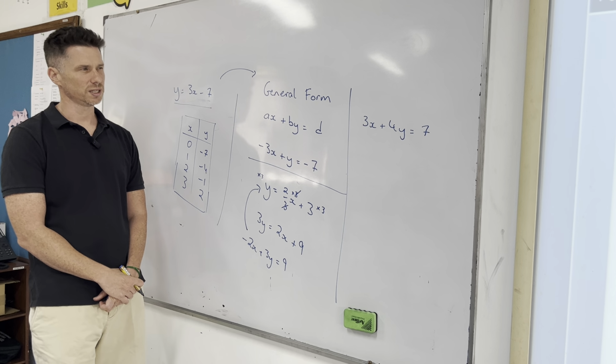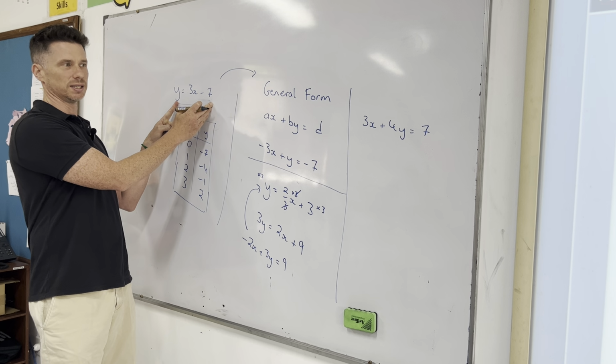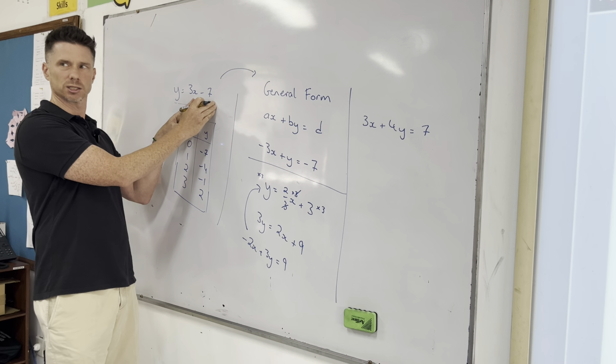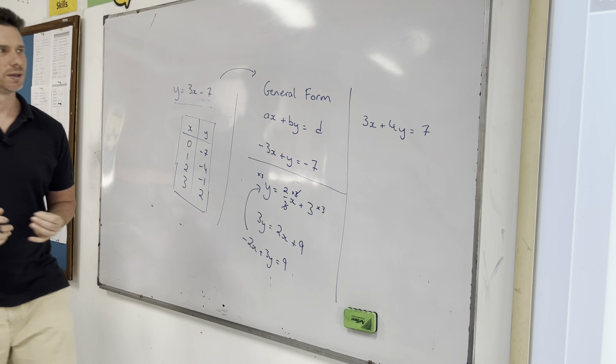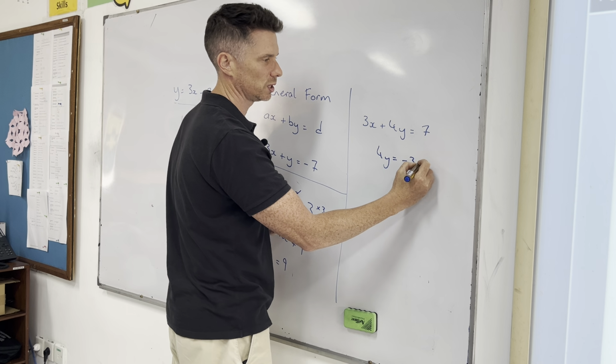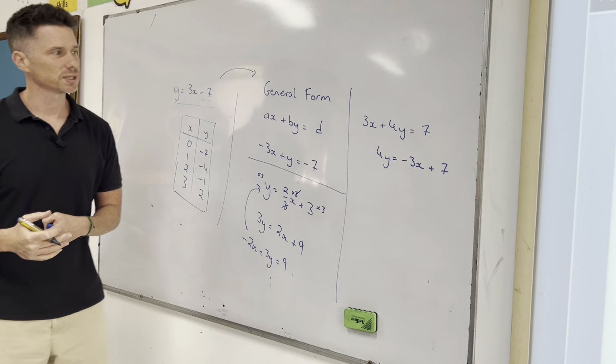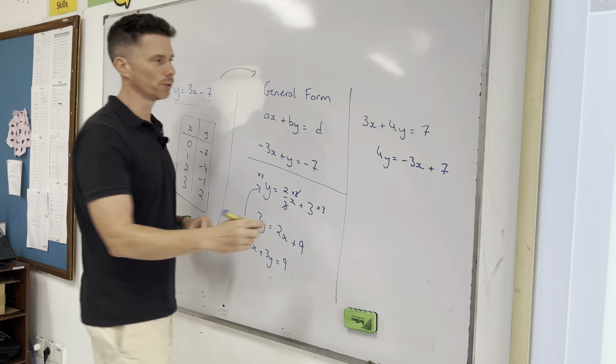So what do I need to do? Well, I need to rearrange it so it looks like this. Y is equal to something x plus or minus something. So my first stage, I'm going to subtract the 3x over here. So I have now something y equals, and then divide everything by 4.